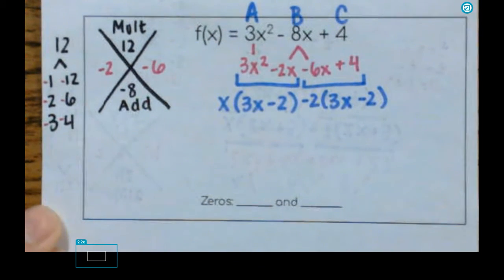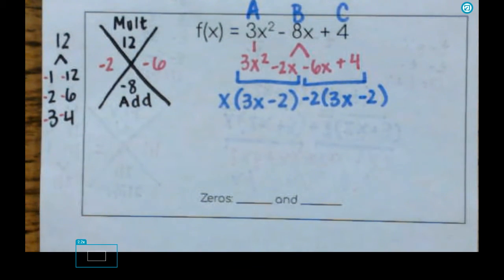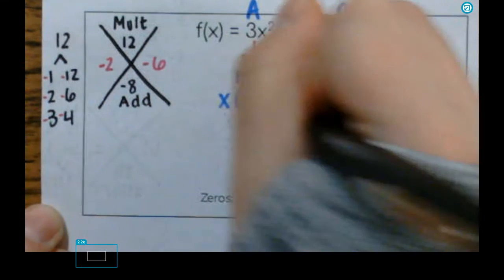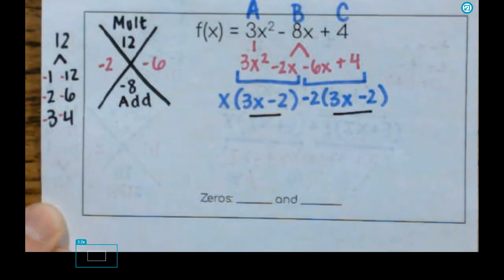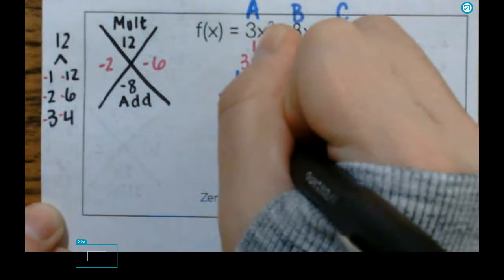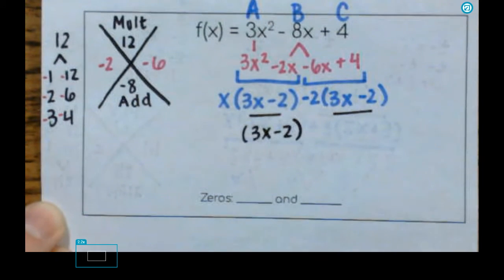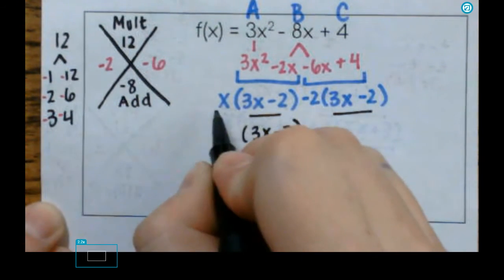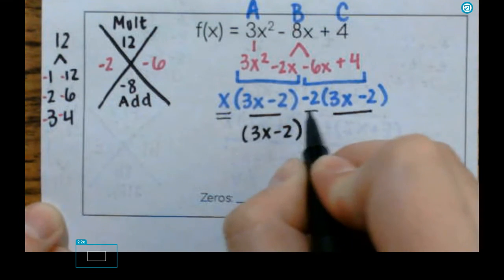And then that's where the magic happens, because 3x minus 2 and 3x minus 2 match. So that means my factored answer is 3x minus 2. And then it's always going to be the GCFs, so the x and the minus 2 here.